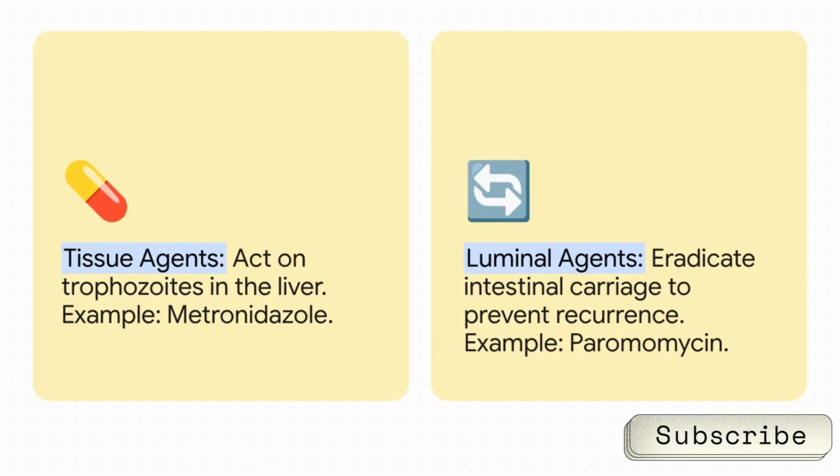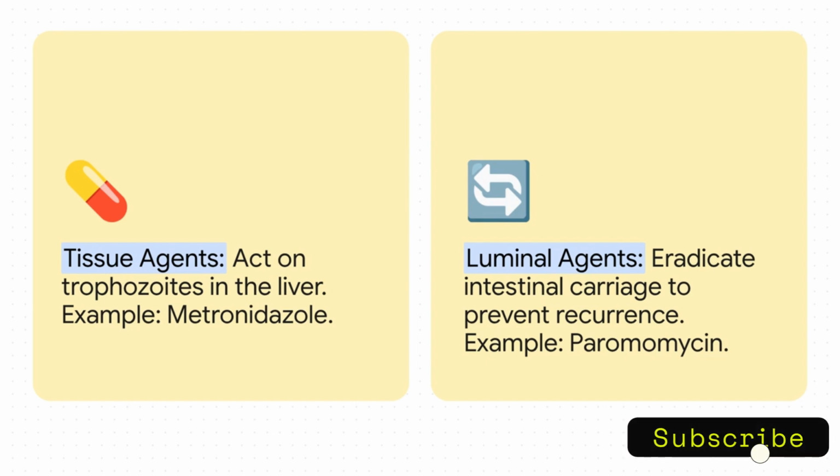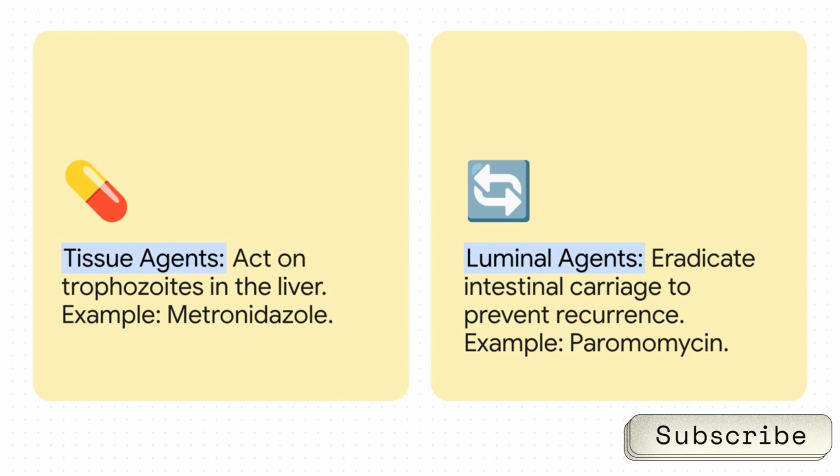So here's how it works. Step 1, you use what's called a tissue agent, like metronidazole. This drug goes after the invasive trophozoites that are causing all the trouble in the liver. That's what resolves the abscess. But you can't stop there. And this is key. Step 2, you have to follow up with a luminal agent, something like iodoquinol or paromomycin. This second drug's job is to mop up any cysts that are still hanging out in the intestines. If you skip this step, the patient can relapse. So it's tissue agent first, then luminal agent.